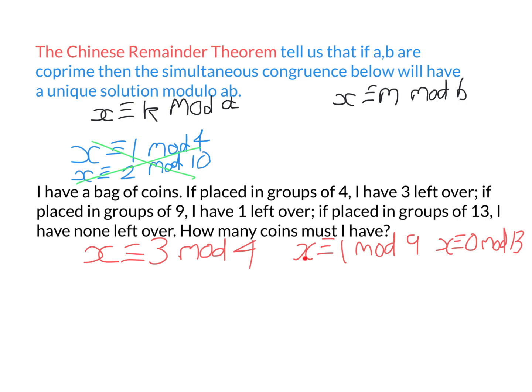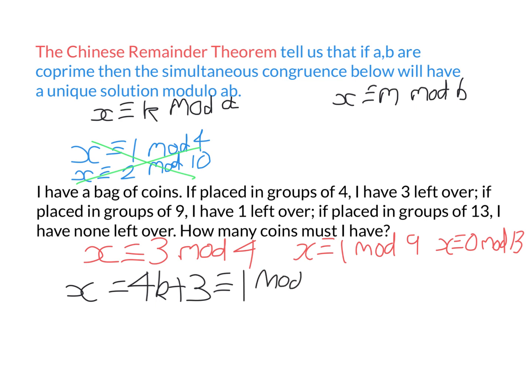I want to find a value of x that satisfies each of these congruences simultaneously, at the same time. So how do I do that? Notice that any number that's equivalent to 3 mod 4 can be written in the form 4k plus 3, where k is an integer. So 3 more than a multiple of 4. So what I want is for this integer that's 4k plus 3 to be equivalent to 1 mod 9.